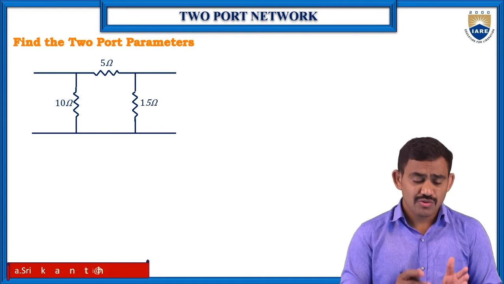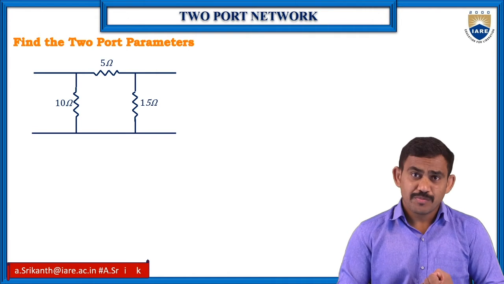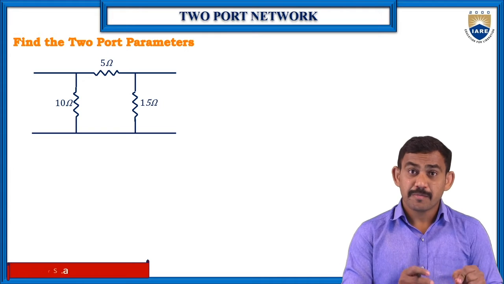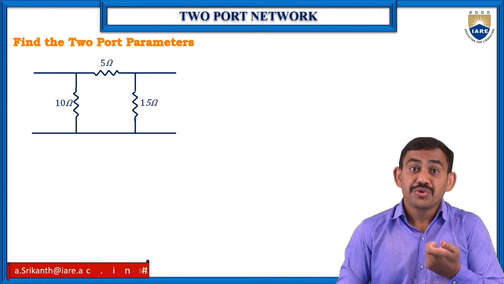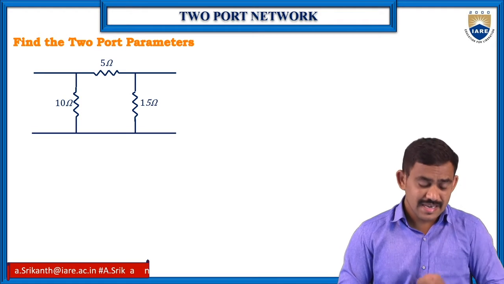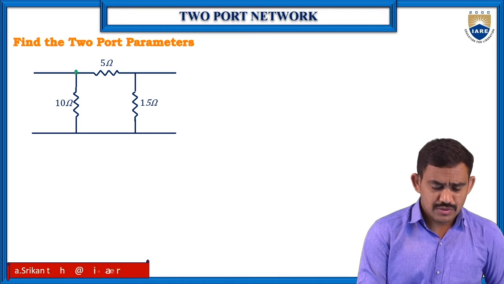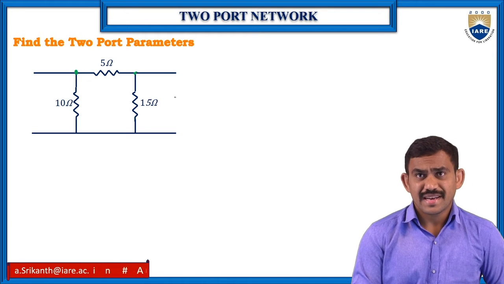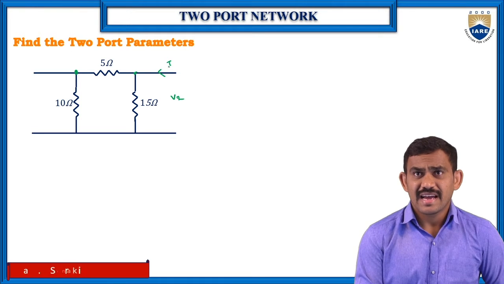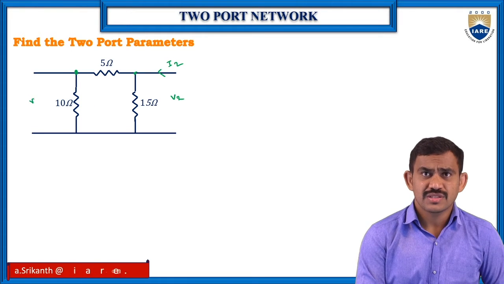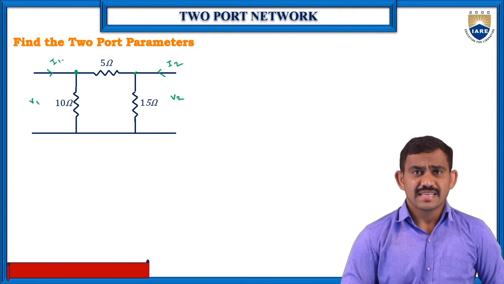Now here, I want to go for the pi network. From this pi network, I want to find out the two-port parameters. From this pi network, I want to write the nodal equations. Just observe clearly. Here I have two nodes, V1 and V2. Here we have the voltage V2 and the current I2, and here I have the voltage V1 and the current I1.